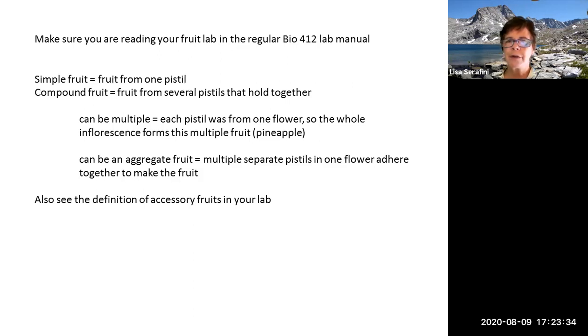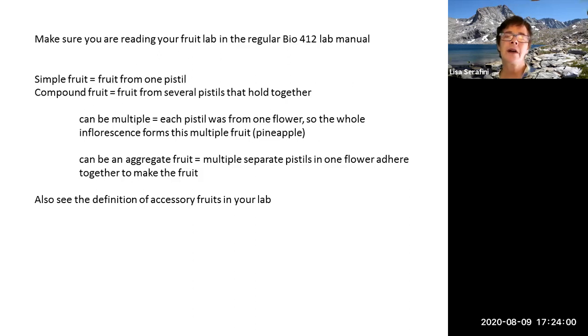Anyone like pineapple? I love pineapple. Well, in pineapple, you have a whole inflorescence, a whole group of flowers, each flower with its own pistil, and that whole thing becomes the pineapple. All that tissue becomes really sweet and good to eat. And so that is what's called a multiple fruit, when you have multiple flowers adhering together to make the fruit.